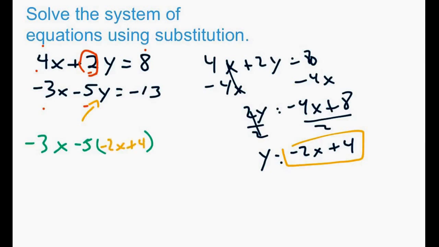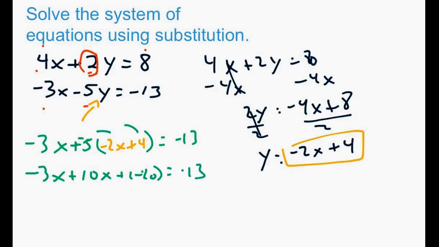We just found that out. Equals negative 13. I'm going to have to do some distributing here. So negative 3x. This minus 5 is the same thing as plus negative 5. So plus negative 5 times negative 2x is 10x. Plus negative 5 times 4 is negative 20.